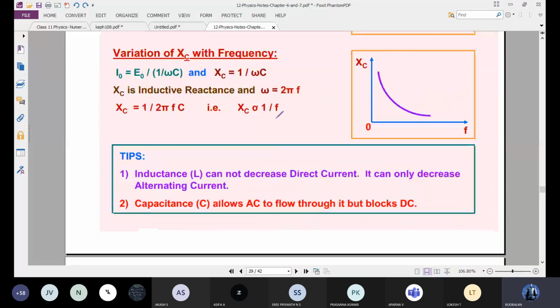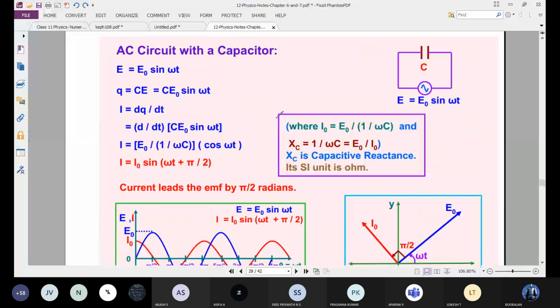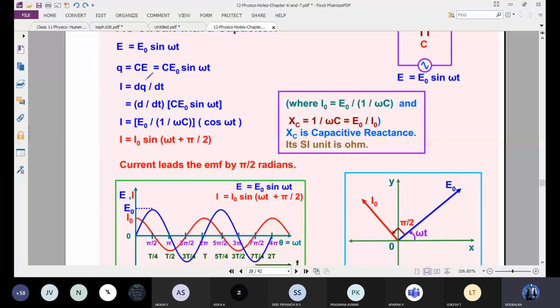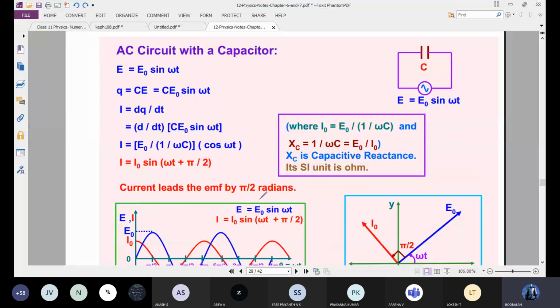Before that, let's treat each separately. My inductor is different, and the capacitor is different. This is for the capacitor: E is equal to E naught sin omega t, I is equal to I naught sin of omega t plus pi by 2. So the current leads the EMF by pi by 2 radians.